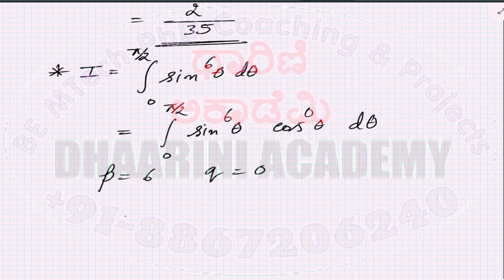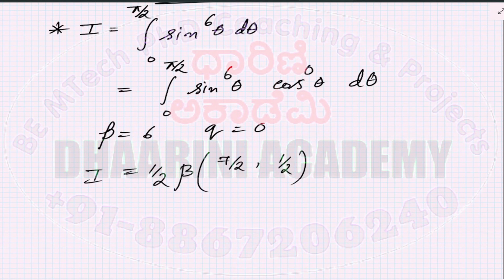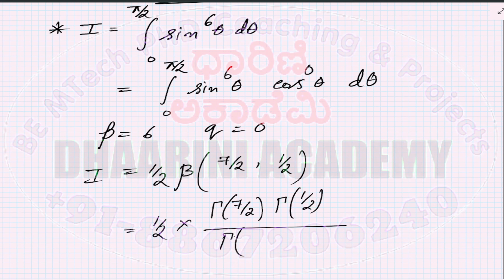So the given function I can be written as half of the beta function of (p plus 1) by 2, which is 6 plus 1, that is 7 by 2, comma, (q plus 1) by 2, which is 0 plus 1 divided by 2, that is half. So half of beta of 7 by 2, comma 1 by 2. You convert this into gamma 7 by 2 into gamma of 1 by 2, whole divided by gamma of 7 by 2 plus 1 by 2. 7 by 2 plus 1 by 2 is 8 by 2, which is 4.